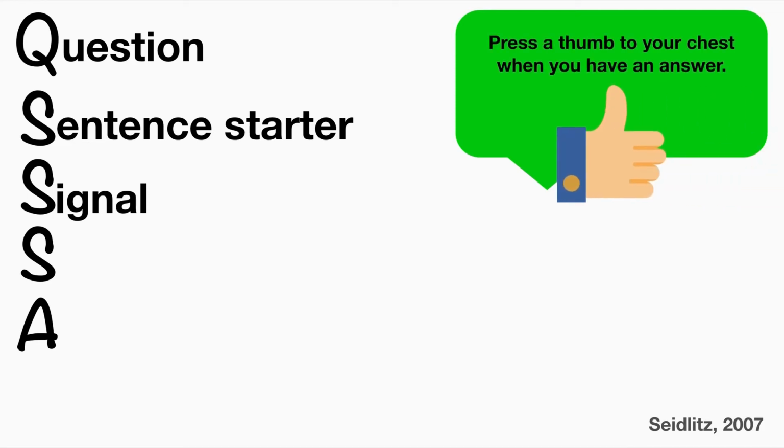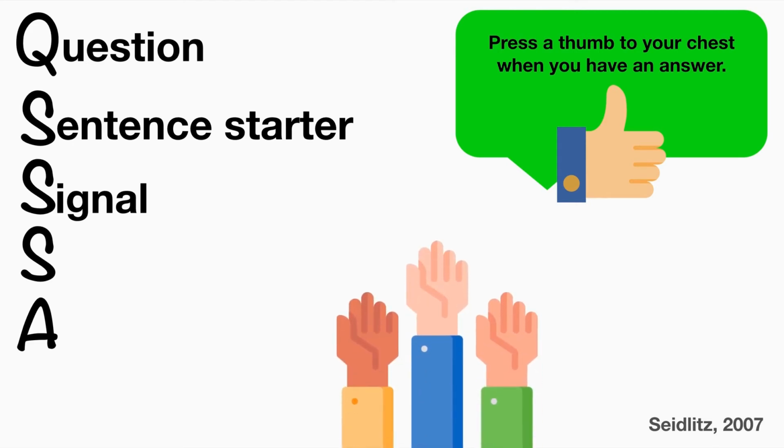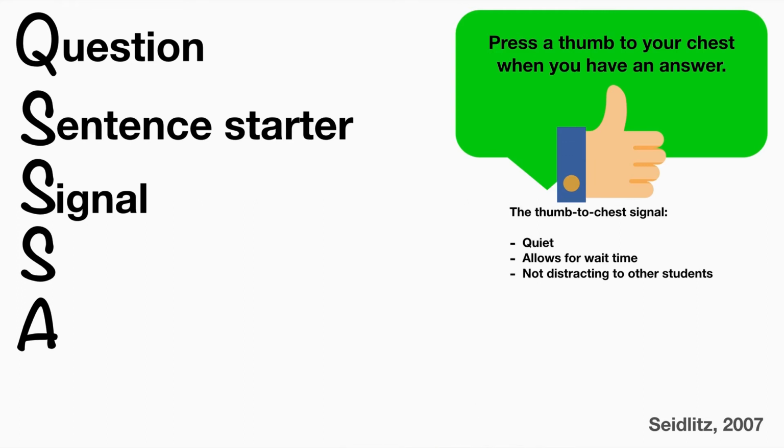The signal I like to use the most is the thumb to the chest signal because it's not as distracting as a hand raise. A hand raise signals that, oh, someone else has the answer, or I'm not as smart as others, or I'll just stop thinking. A thumb to the chest is a quiet, non-intrusive signal that allows others think time, which improves the likelihood that more students will have an answer.